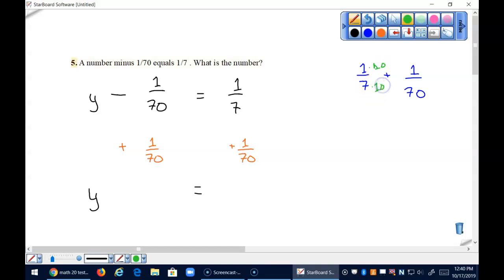Where did I get a times 10 from? The 70. I needed the denominators to match. Can't add with unmatching denominators. Once I had a times 10 on the bottom, I had no choice. I have to do a times 10 on the top.